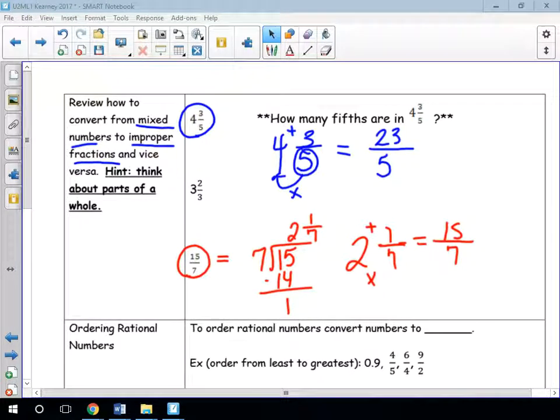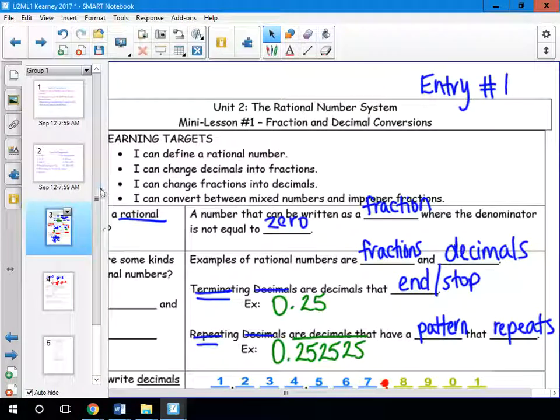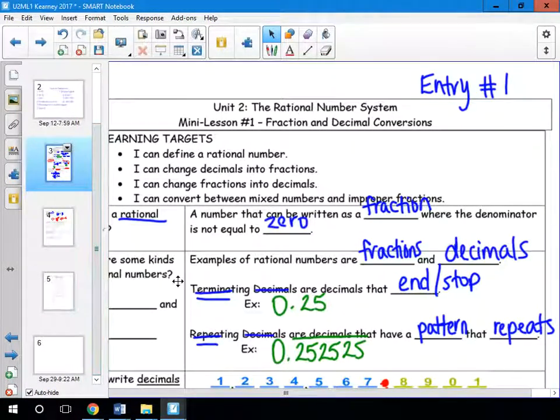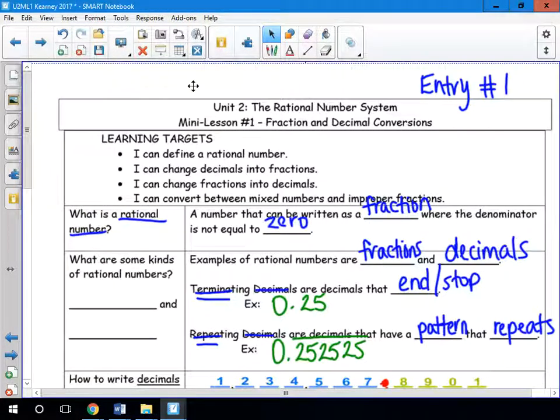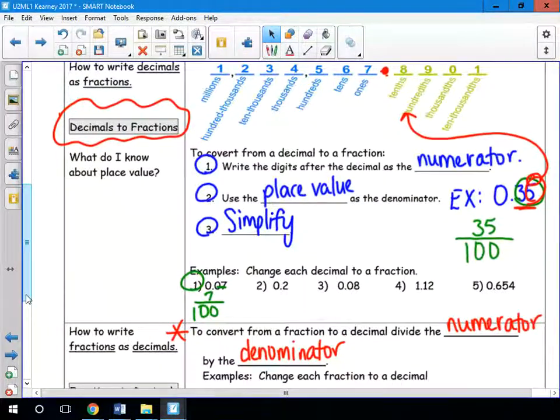So, just to recap what we just said, we have talked about how to convert from a fraction to a decimal. Just to remind you, we are going to divide the numerator by the denominator. To go from a decimal to a fraction, you're going to write the digits after the decimal as the numerator, and the place value is the denominator, and simplify.